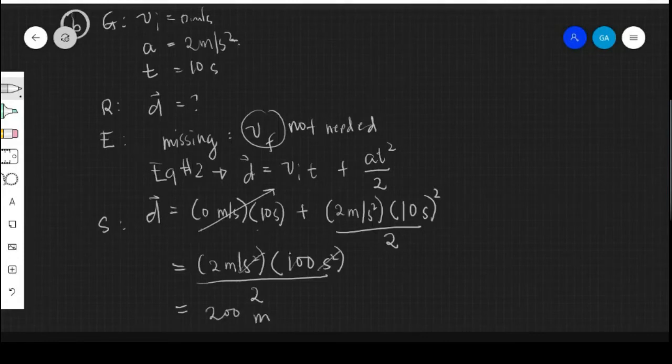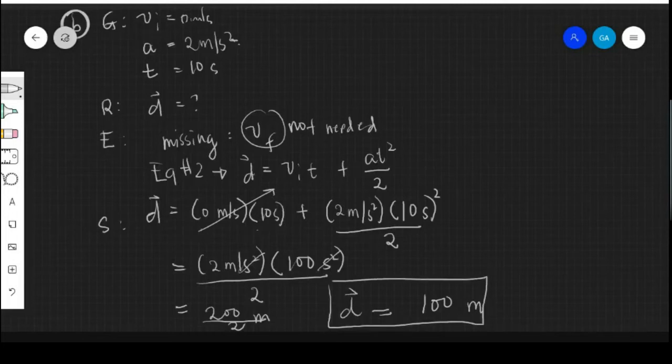We cancel seconds over 2. Your answer will be 200 divided by 2 is 100 meters. So this is your displacement. This is your final answer. Okay? Ganun lang siya kadali. As long as alam mo yung gagamiting variables, alam mo rin yung gagamiting equations. Okay? Now, let's proceed to letter C.